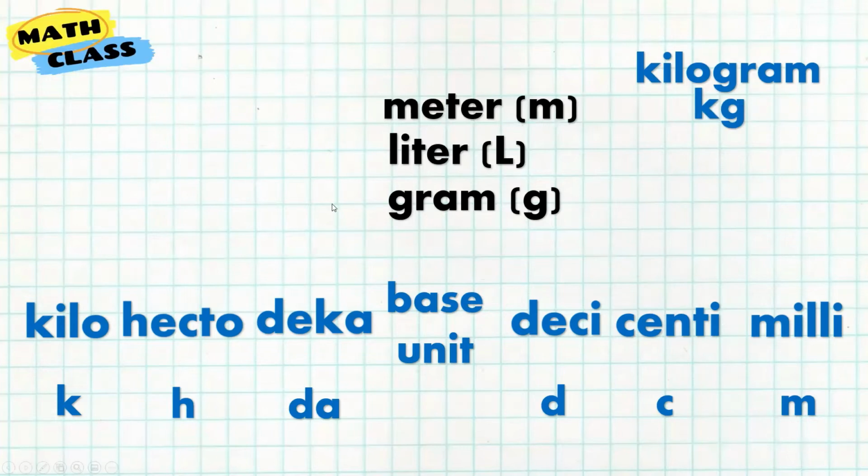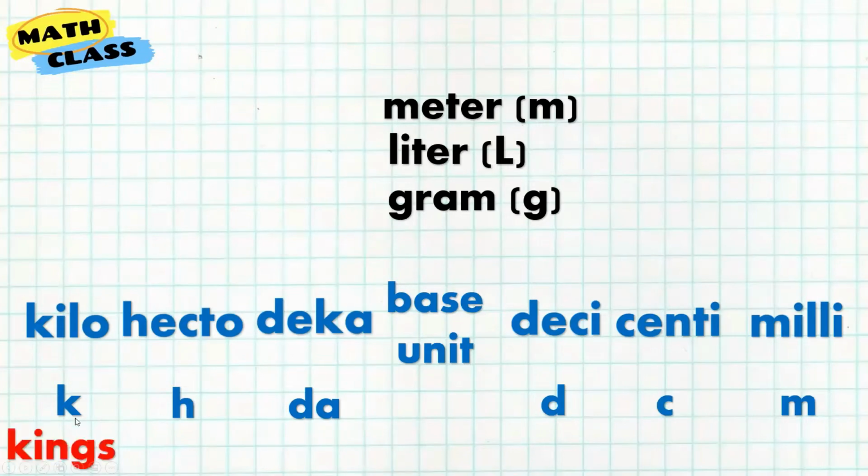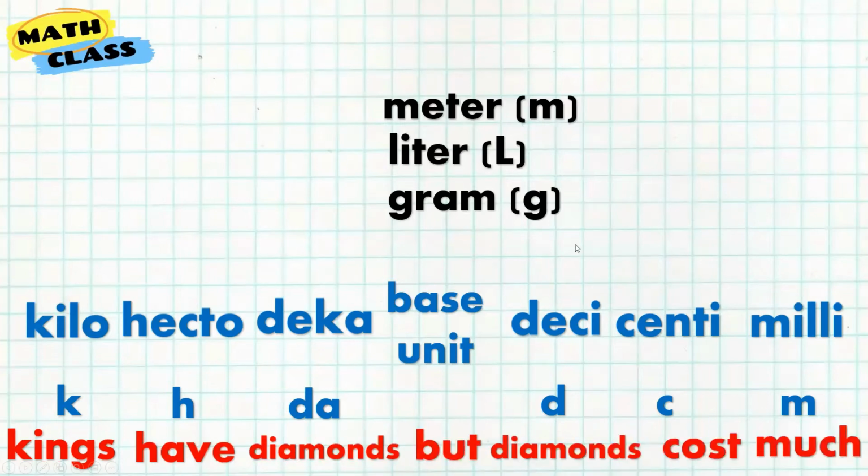Now, for us to be able to remember the order of the prefixes, because these prefixes are arranged from the larger unit to the smaller unit, we have mnemonics that you can use. We can remember kings have diamonds, but diamonds cost much. So if you want to remember the order, you can remember this mnemonic. Kings have diamonds, but diamonds cost much. So kings is for kilo, have is for H, diamonds is for deca, but is for the base unit, another diamond is for deci, cost is for centi, and much is for milli.